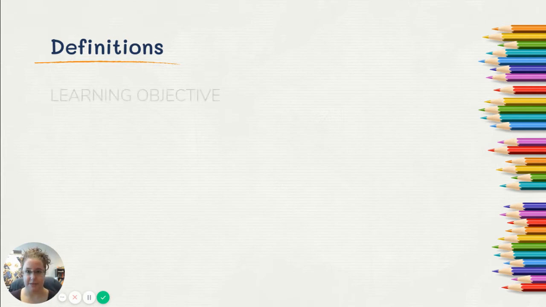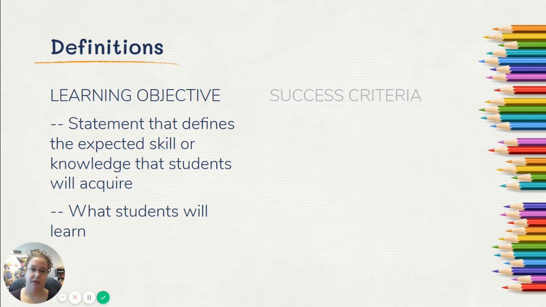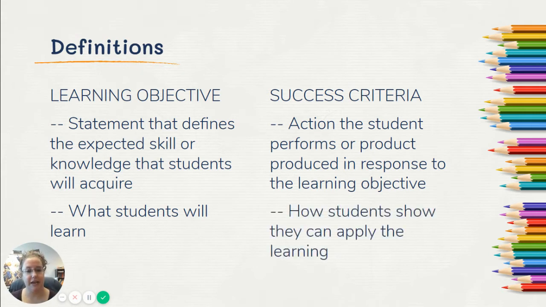with a common base. The learning objective is the statement that defines the expected skill or knowledge that students will acquire. Simply stated, what students will learn. Success criteria: action the student performs or product produced in response to the learning objective. Simply stated, how students show they can apply the learning. And that idea of application is an important one to keep in mind as we go through the rest of this video.